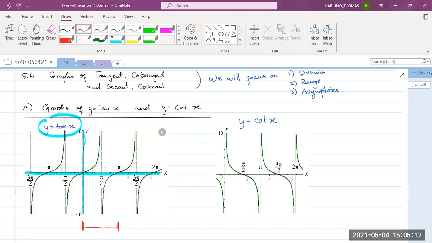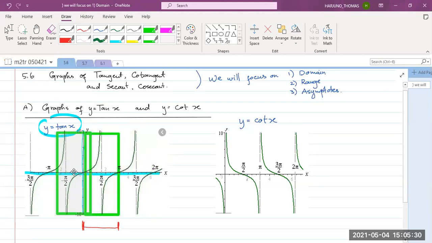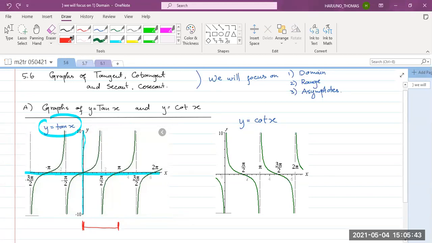If you look at this window here, you repeat again here. You repeat again here. That's why we say that the period is pi. Now, however, the tangent function is continuous in this window, from negative pi over 2 to pi over 2, and then from pi over 2 to 3 pi over 2, from 3 pi over 2 to 5 pi over 2. And we have this window also here. Now notice that the axis that I skip give us the asymptotes.